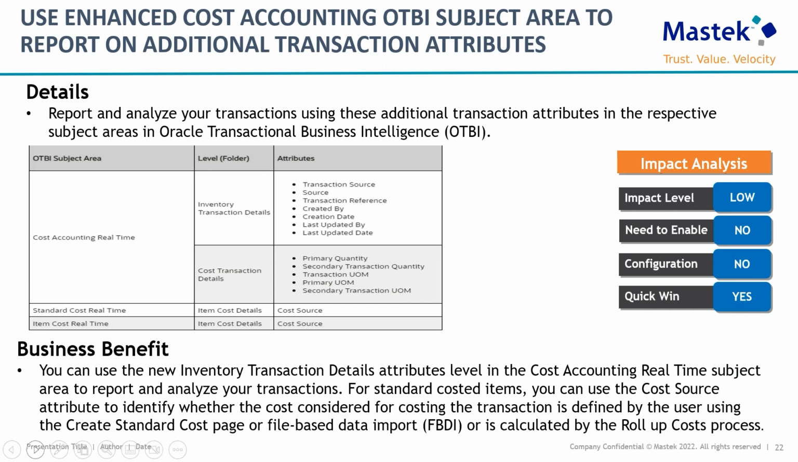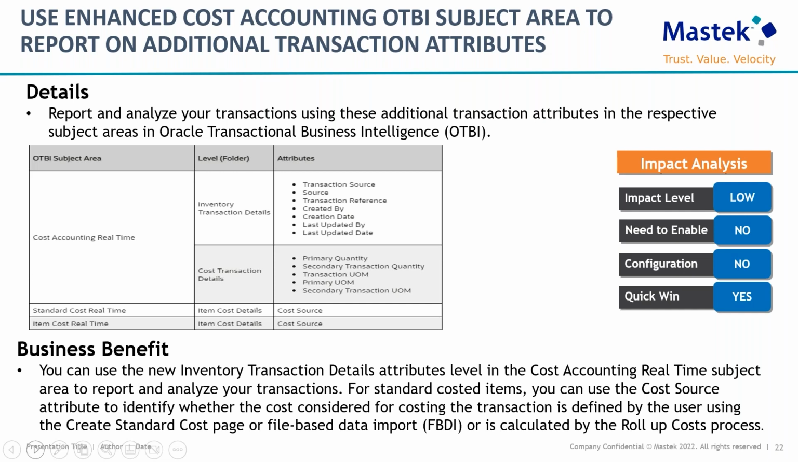The next we will talk about is using the enhanced cost accounting OTBI subject area to report on additional transactional attributes. The details are as follows. Report and analyze your transactions using these additional transaction attributes in the respective subject areas in OTBI, which is Oracle Transaction Business Intelligence. The screenshot provides that in the cost accounting real time, standard cost real time and item cost real time, we have labels provided for each of these subject areas, and the attributes are additionally added over here in order to view the transaction attributes or fetch them in the reports which you currently form.